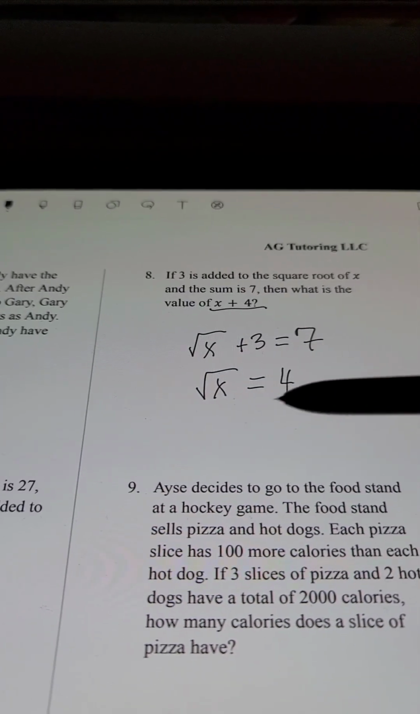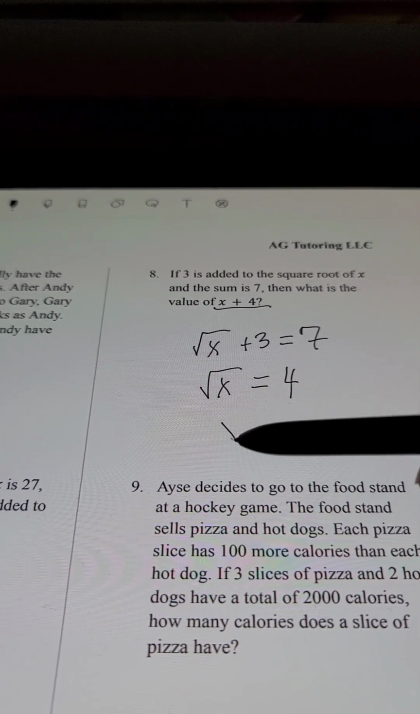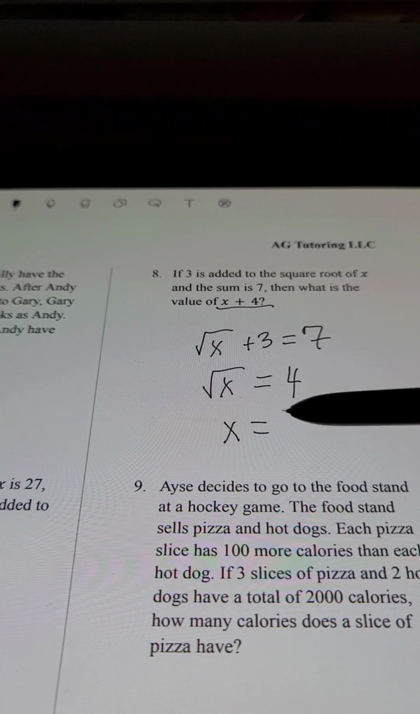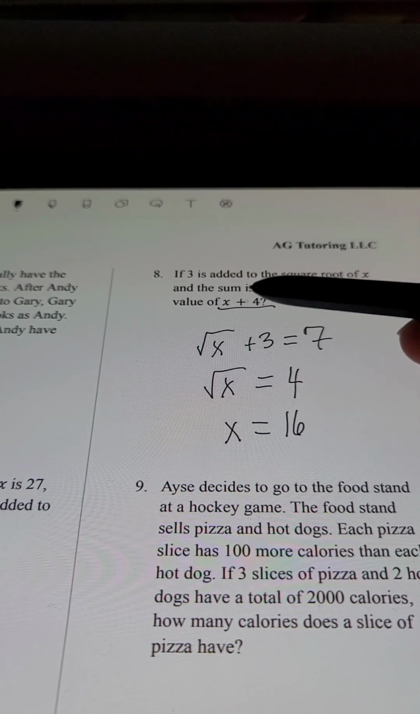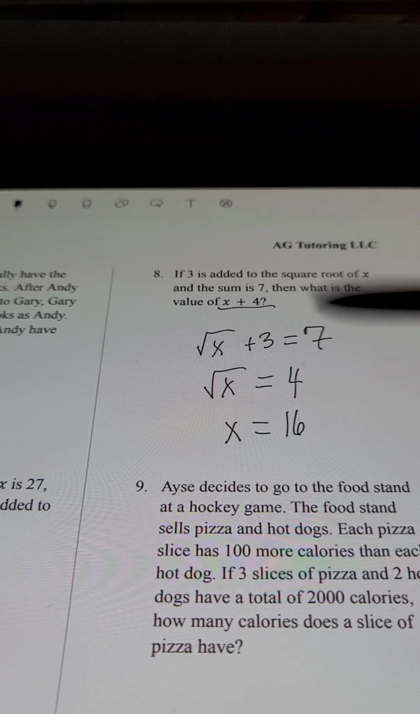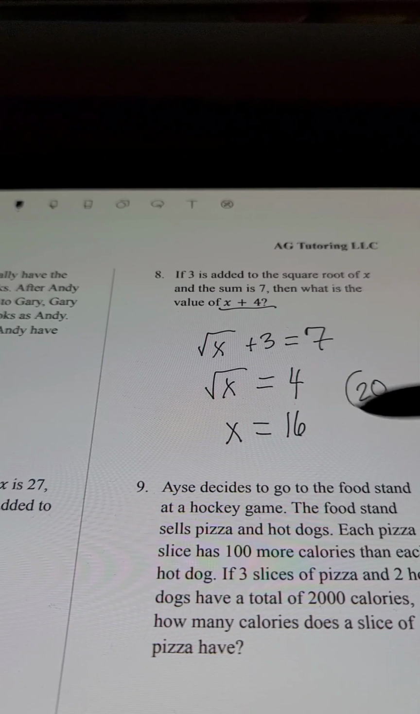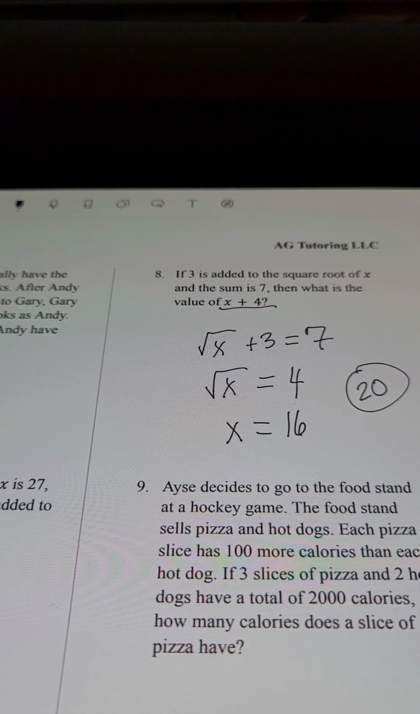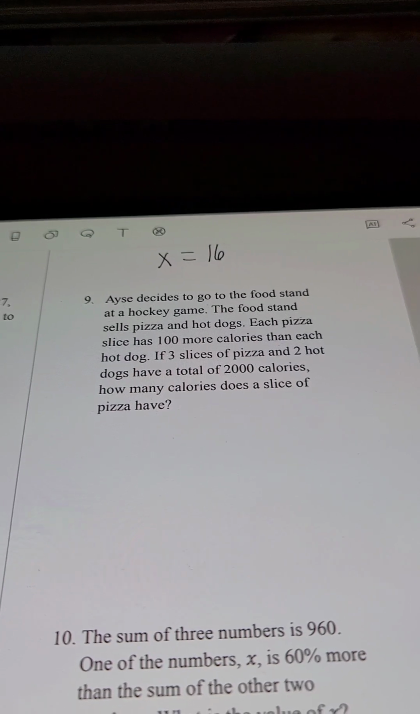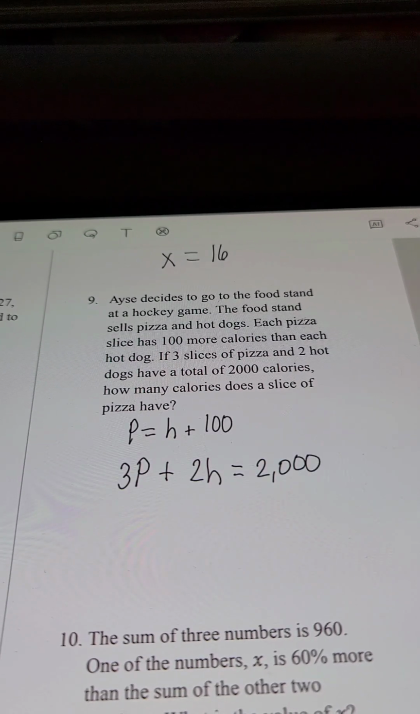Then I have to square each side to get rid of that square root. So then I get x is equal to 4 squared, which is 16. And then x plus 4 would just be 16 plus 4, which gives me 20 as my answer. Okay, pause to read number 9 if you haven't already. So H is the calories in the hot dogs, and P is the calories in each pizza slice.